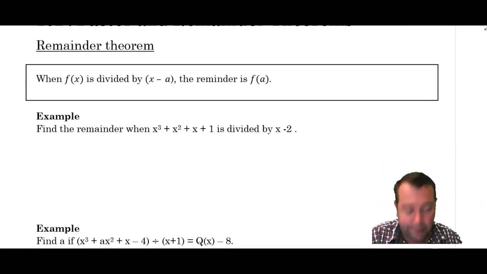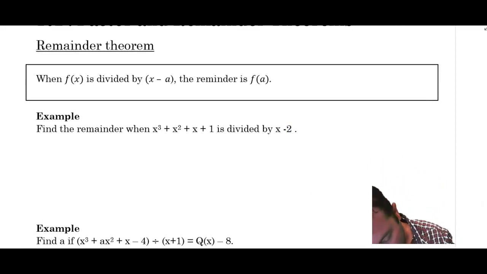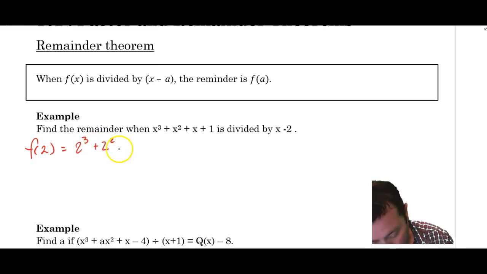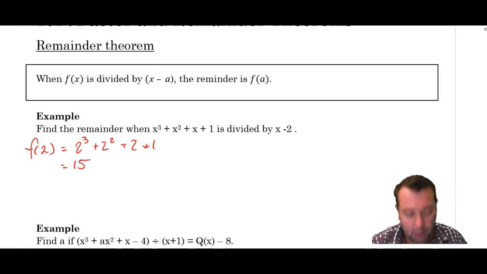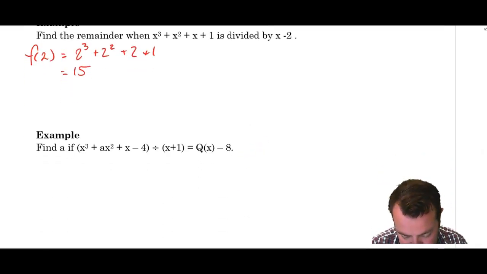So, find the remainder. P of 2 equals 2 cubed plus 2 squared plus 2 plus 1, equals 8 plus 4 is 12, 14, 15. There we go. What's the remainder? The remainder is 15. Wonderful.